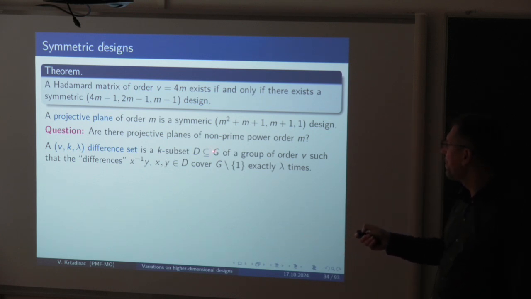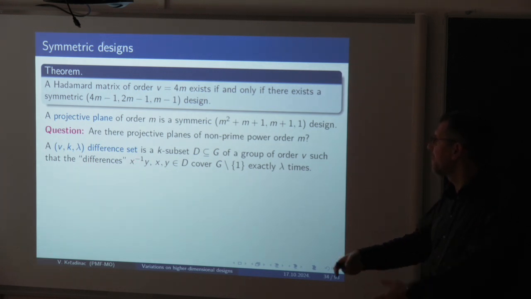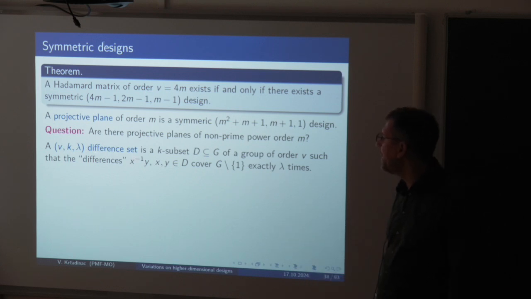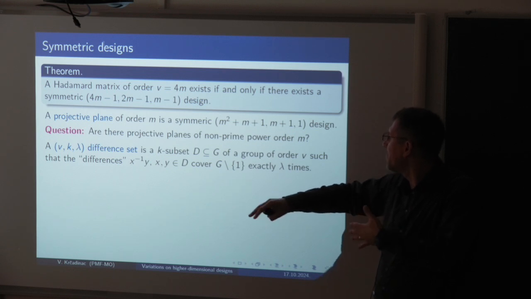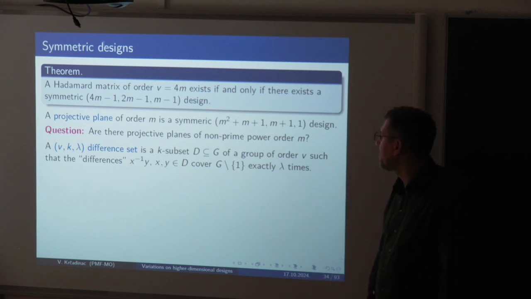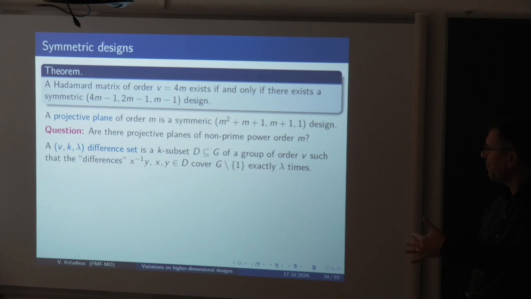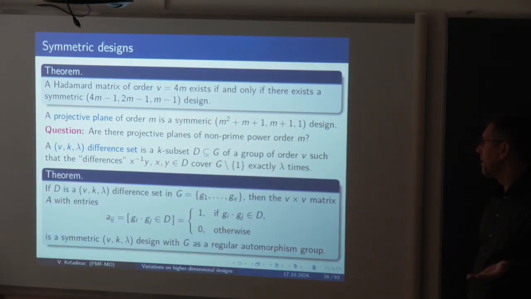If you have a group of order V, a difference set with these parameters is just a K-subset such that the differences, I'm going to be using multiplicative notation here, so the differences are x to the power -1 times y, cover the whole group evenly, so exactly each element except the neutral one is covered exactly lambda times. If you have such a subset, then you can build a matrix, according to my definition a symmetric design. It's a very simple construction and very well known.